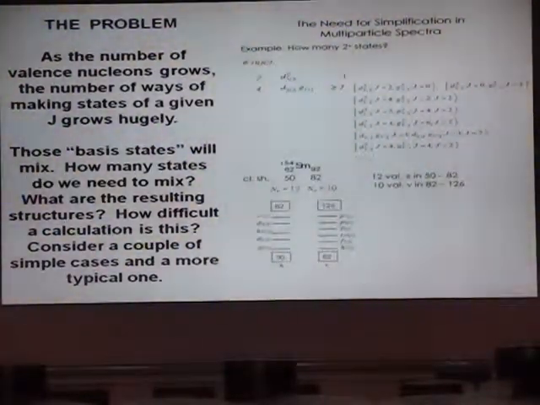Now, I want to consider another case. Let's look at samarium 154. Samarium has 62 protons, this has 92 neutrons. The nearest closed shell is 50, so there are 12 valence protons. The nearest closed shell is 82, so there are 10 valence neutrons. So 12 valence protons fill the 50 to 82 shell. 10 valence neutrons fill the 82 to 126 shell.